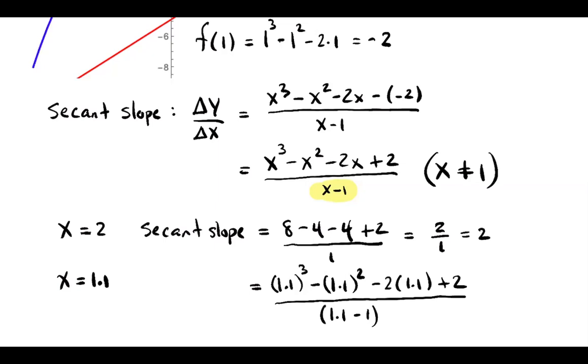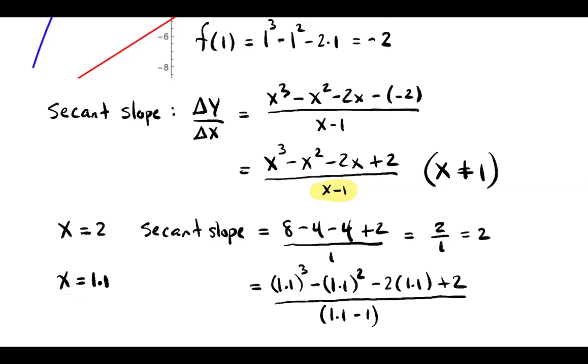And based on the pictures that we were looking at, this new secant slope is a better approximation to the tangent slope that we want. Because the idea is the closer we choose x to the point that we are trying to look at, x equals 1, the better the secant slope will approximate the tangent slope, or at least that's what the picture looked like.